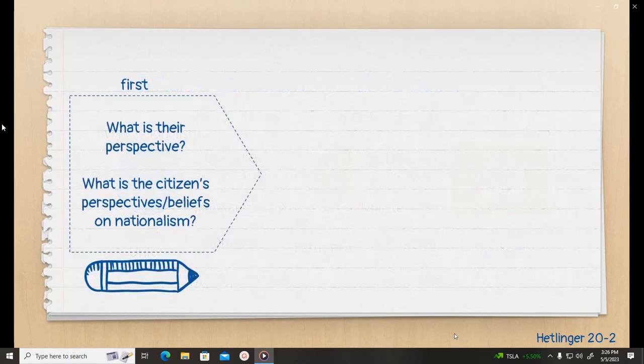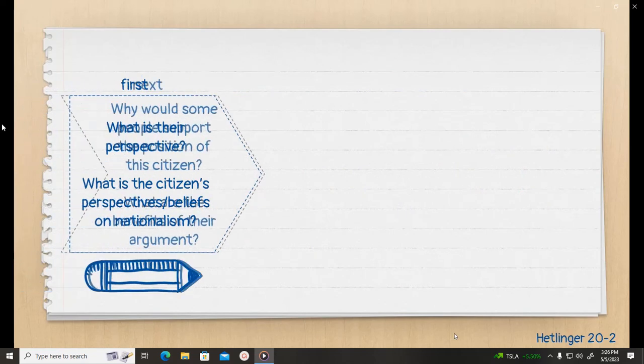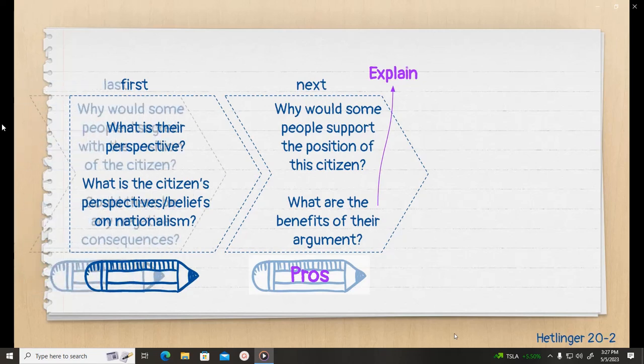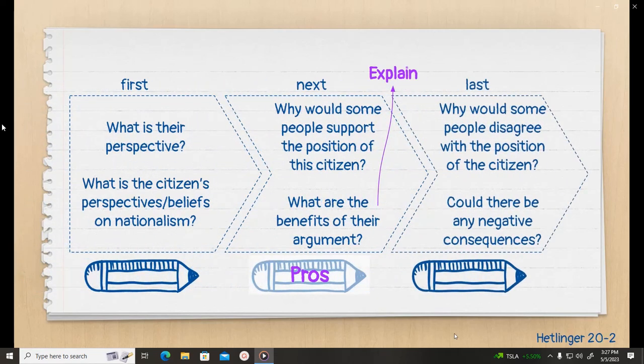So you're going to discuss what their perspective is. What is their ideology? Then you're going to describe why some people would support the position of the citizen. What are the benefits of their argument? And explain. Essentially, you're really talking about the pros of their argument. Then you're going to continue on talking about why some people might disagree with the argument. Again, you're going to talk about any negative consequences to their position and explain. This is like the cons of the argument.